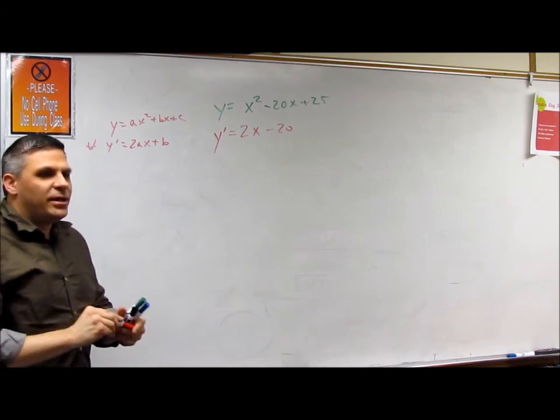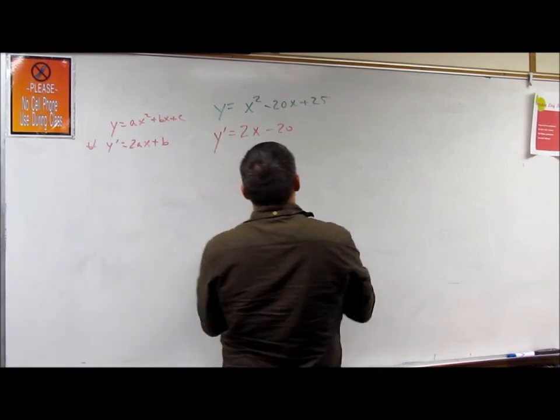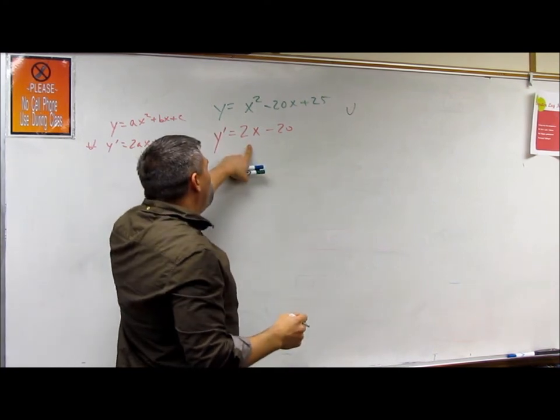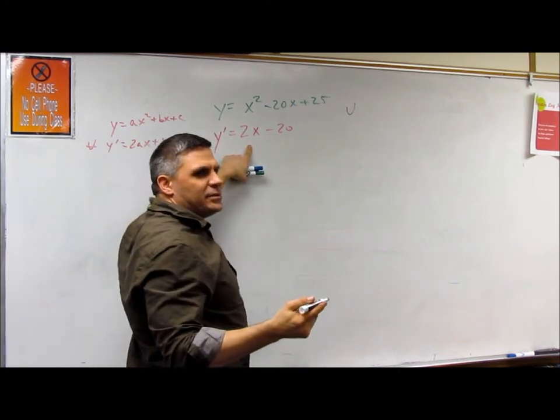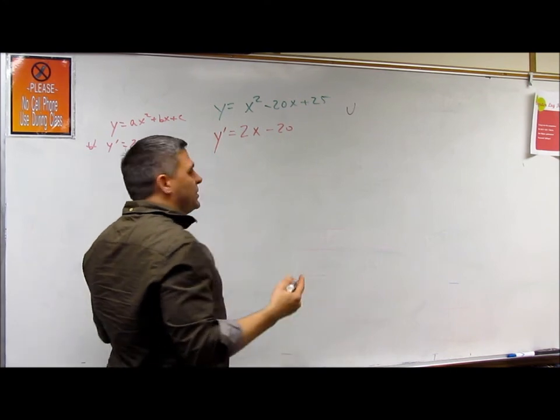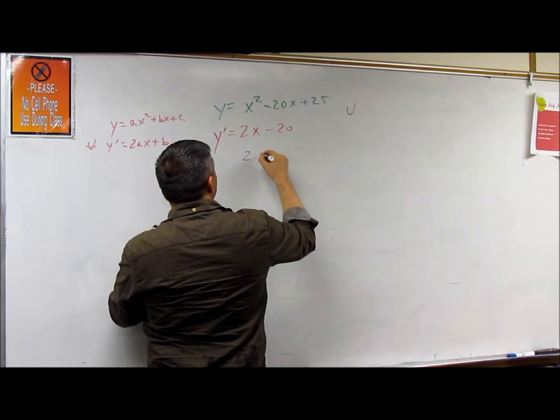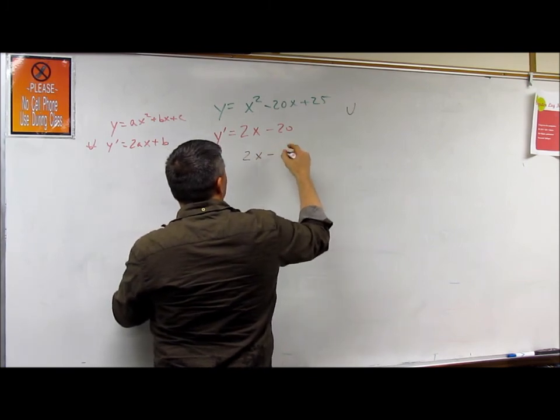All right, is it smiling or is it frowning? Smiling. Okay? So, I know it's at, where? Oh, I don't know where it's at. So, how do I find out what the x really is? Solve it. So, set y prime equal to what? 0.